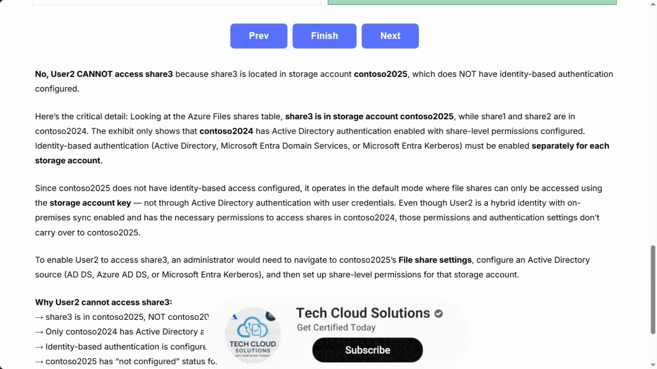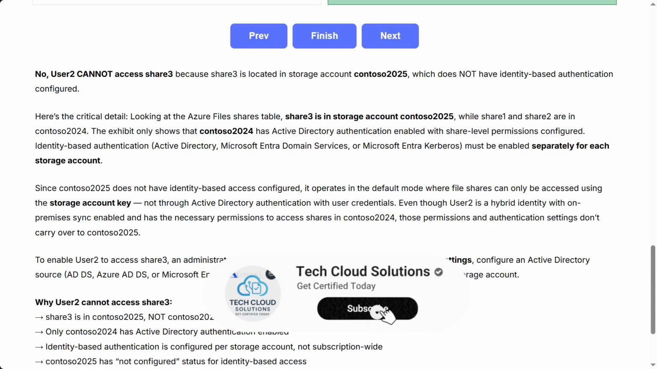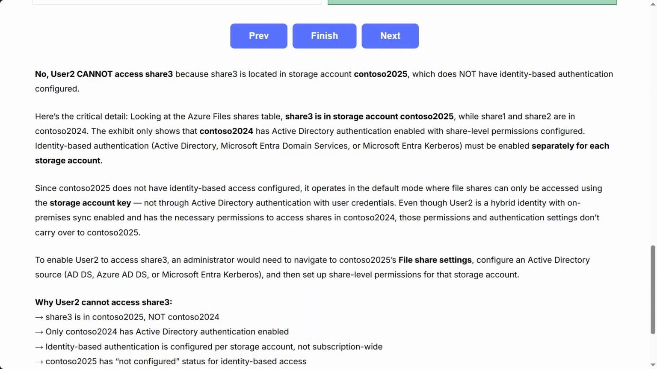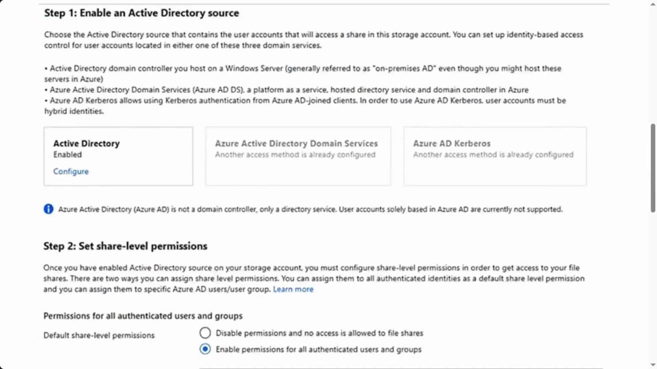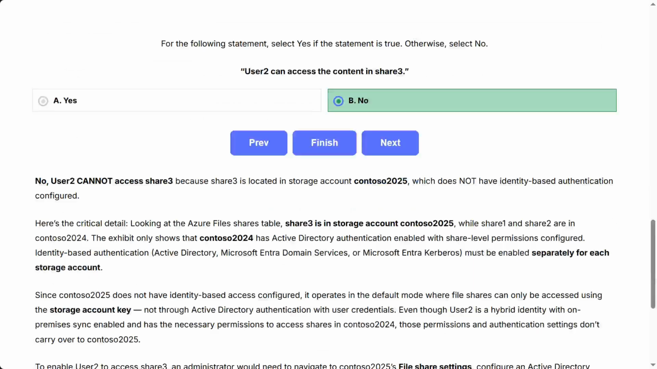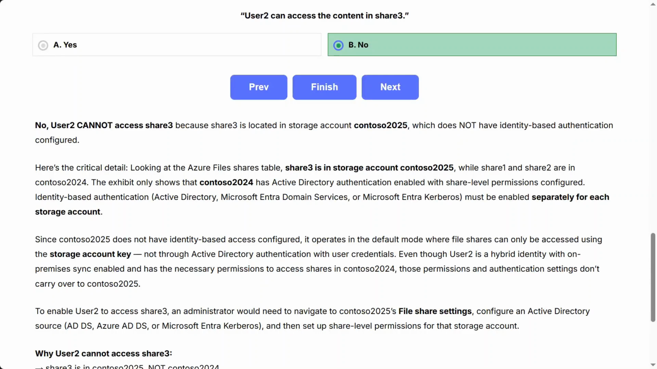Here's the critical detail. Looking at the Azure Files Shares table, Share 3 is in storage account Contoso 2025, while Share 1 and Share 2 are in Contoso 2024. The exhibit only shows that Contoso 2024 has Active Directory authentication enabled with share level permissions configured. Identity-based authentication, Active Directory, Microsoft Entra Domain Services, or Microsoft Entra Kerberos must be enabled separately for each storage account.